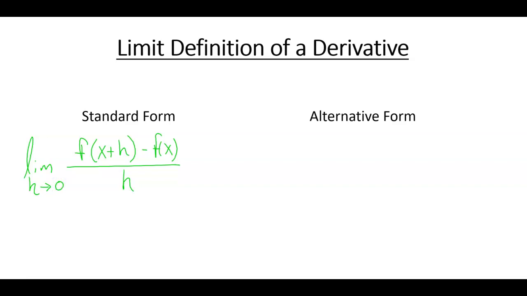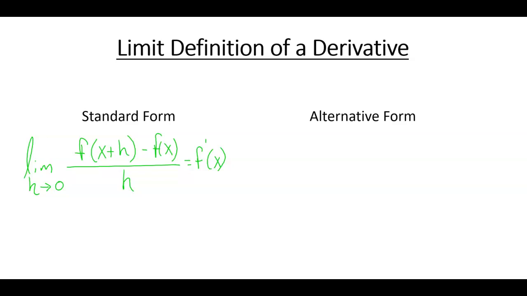And in case you guys forgot, what we're looking at here basically is the slope formula for a secant line, or the average rate of change. But as you let h approach 0, it goes from being a secant line to a tangent line, and it therefore becomes the derivative. Okay, so that's the standard form of the limit definition of a derivative.